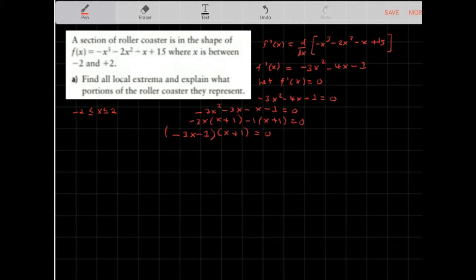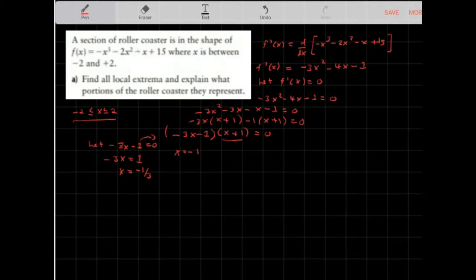Okay, so let's solve for these two critical points. I'm going to let negative 3x minus 1 equal 0, move the 1 to the other side. Negative 3x is equal to 1, x is equal to negative 1 over 3. However, this is not in the interval, so we're going to omit this value. Okay. However, sorry about that, I made a mistake. It is in the interval, so we don't have to omit the value. It's between negative 2 and positive 2. Let's take a look at the next factor. X plus 1 equals 0, so x is equal to negative 1, right? So x is equal to negative 1 is our second solution.